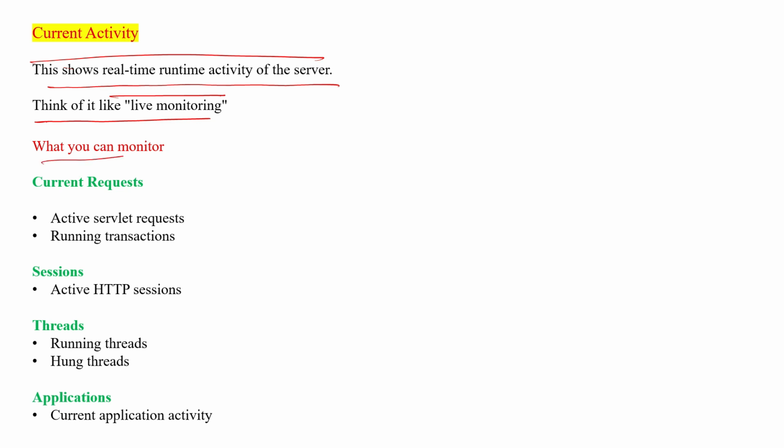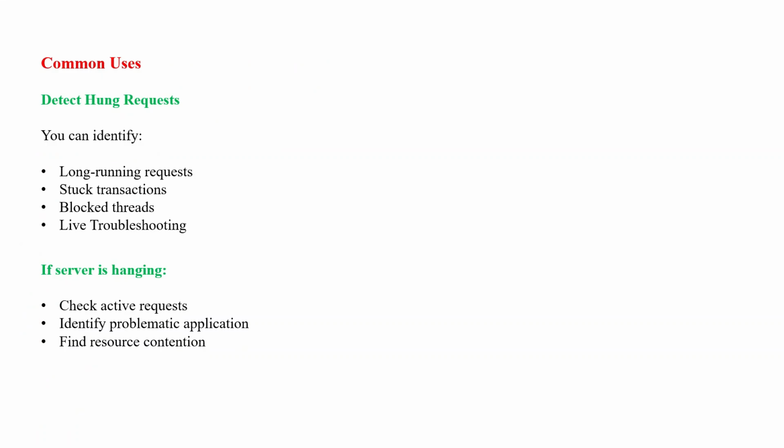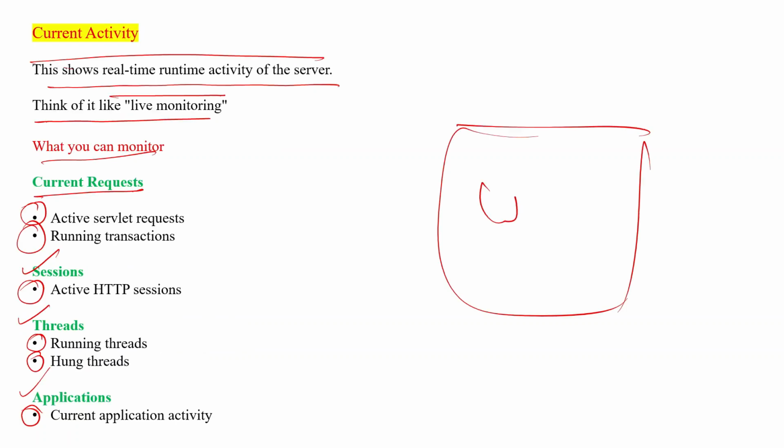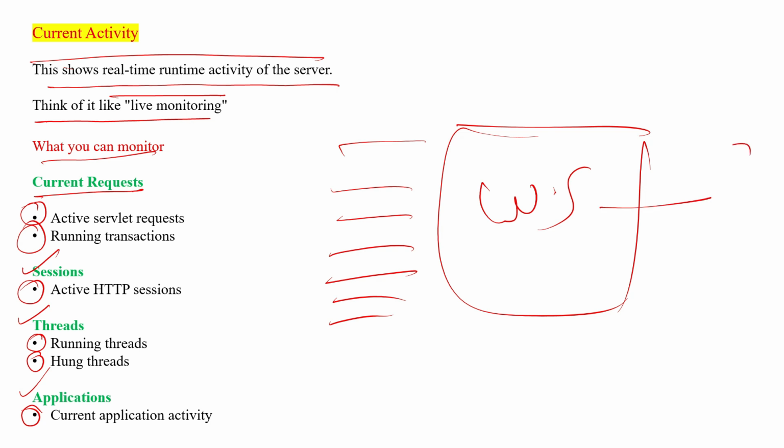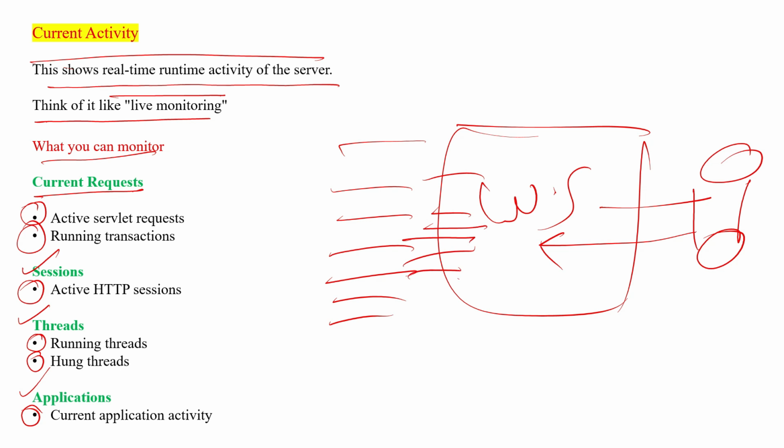So what you can monitor with the help of current activity: current requests, active servlet requests, running transactions, active HTTP sessions, threads, running threads, hung threads, and current application activity. Let me go back here. So this is my WebSphere. I'm sitting right now and I just want to monitor the current activity. There are a lot of users getting connected to my system. My WebSphere is going to the database, and the requests are getting processed, coming in and going out, coming in and going out. So I have a certain current utilization of each and every such system.